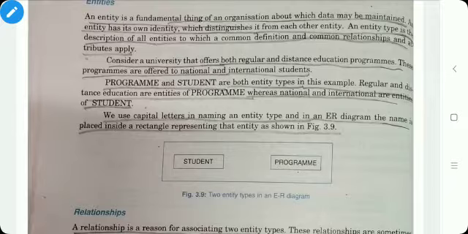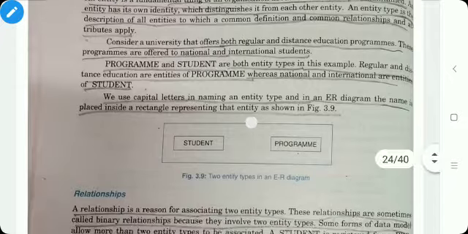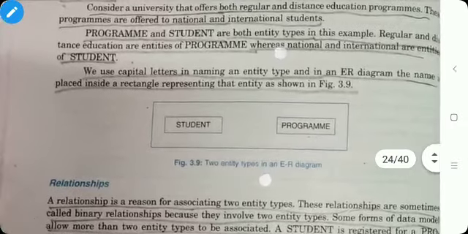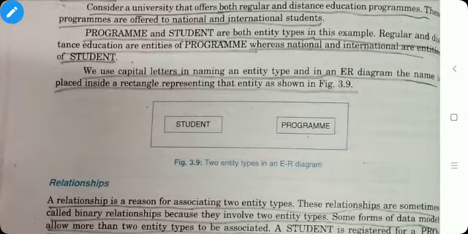Now we will see entities. An entity is a fundamental thing of an organization about which the data is to be maintained. An entity has its own identity, and we can distinguish one entity from another. And an entity type is the description of all entities to which a common definition or common relationships are applied.